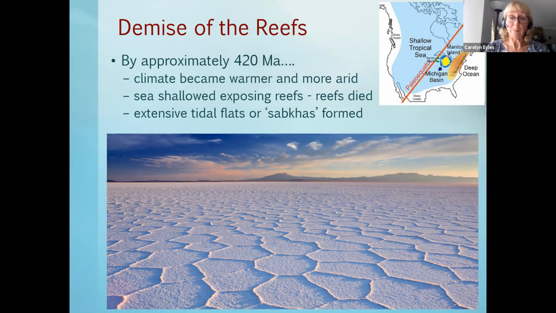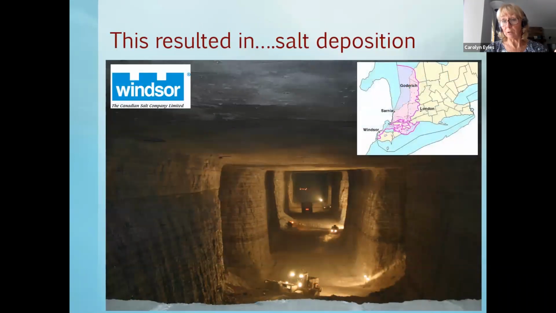And basically what happened was the seaways that were inland, those inland seaways dried up. And they produced these salt flats, tidal flats, what we call sabkas. And this happened repeatedly and repeatedly. And basically ended up producing a whole lot of salt.